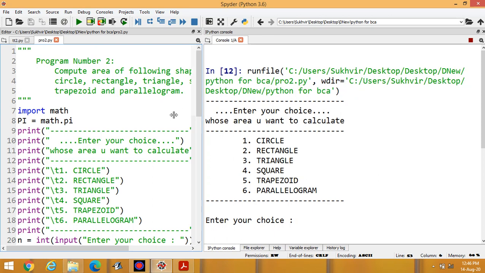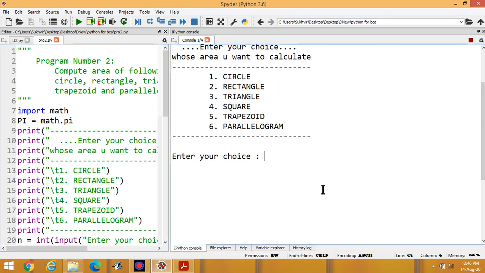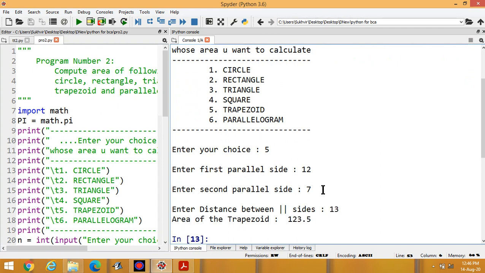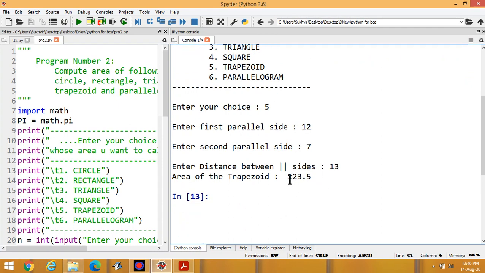Enter your choice, whose area you want to calculate. Suppose I enter 5 here, trapezoid. The first parallel side 12, the second parallel side 7. Suppose the distance is 13. Then the area of the trapezoid is 123.5, like this.